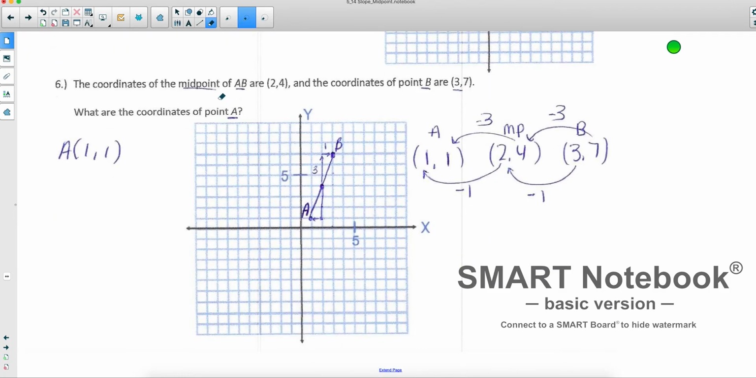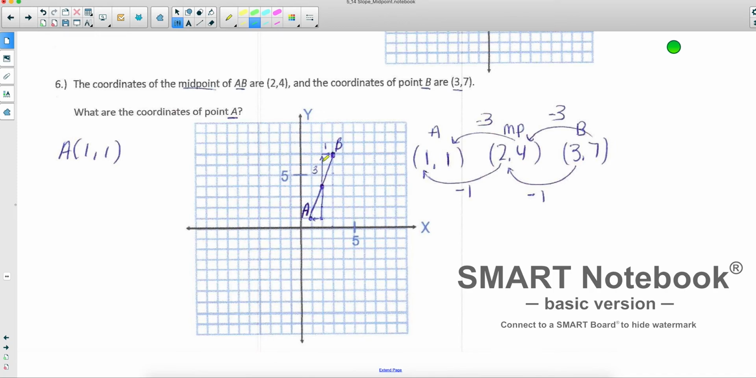All right, and then finally we have number 6. Number 6 says the coordinates of the midpoint are 2, 4, and the coordinates of B are 3, 7. We need the coordinates of A. Same thing like we just did, right? They're giving you a center and an endpoint. You need the other endpoint.